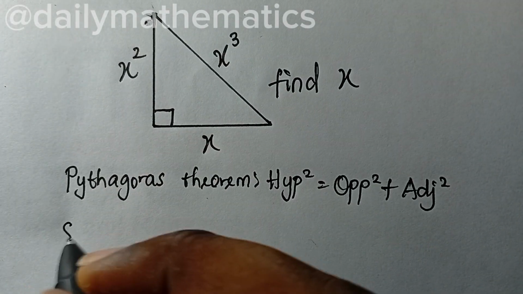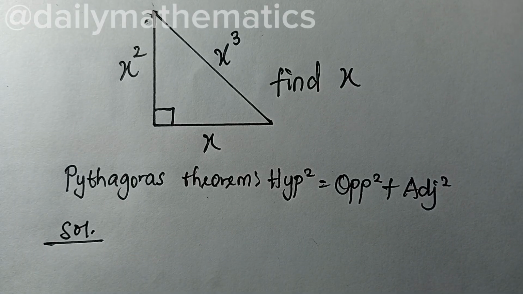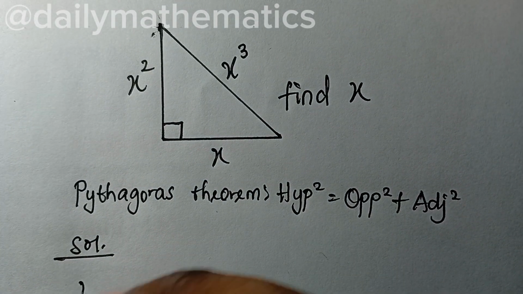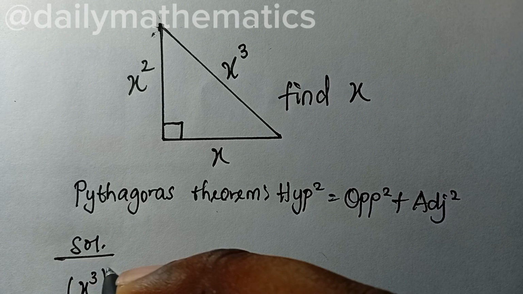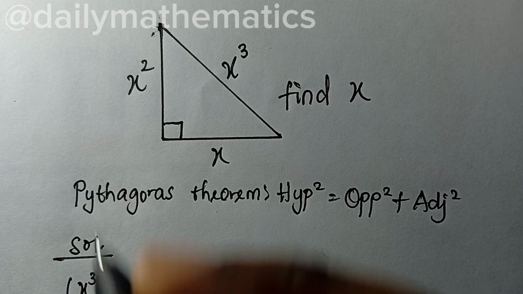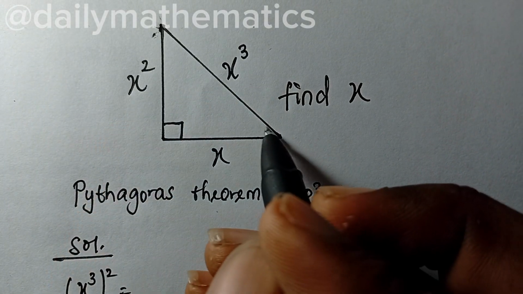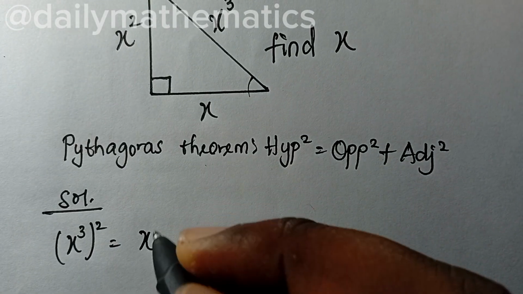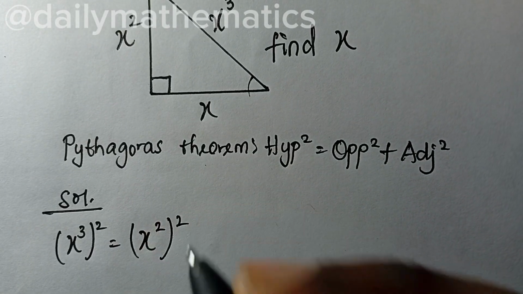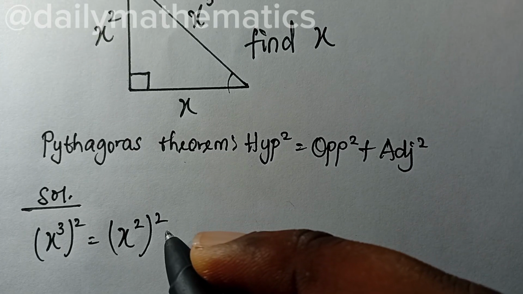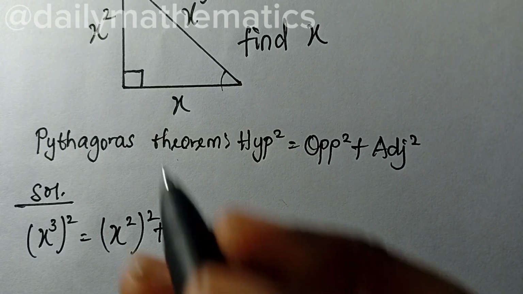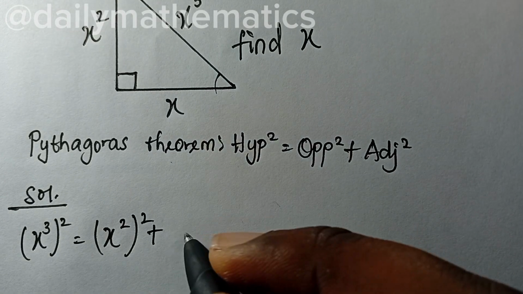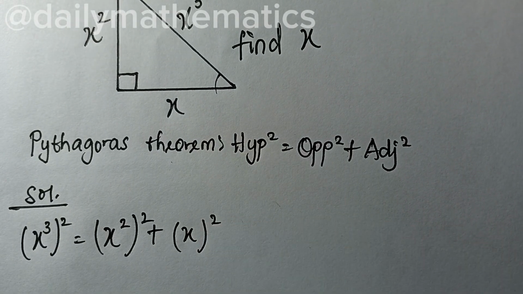So solution, let's begin. We have our hypotenuse as x cubed, so hypotenuse squared will be x cubed squared, equals opposite squared. Opposite is the side facing this angle. This is the opposite, our x squared, squared, plus adjacent squared, whereas our adjacent is this part of the triangle, and our adjacent is x, then squared.